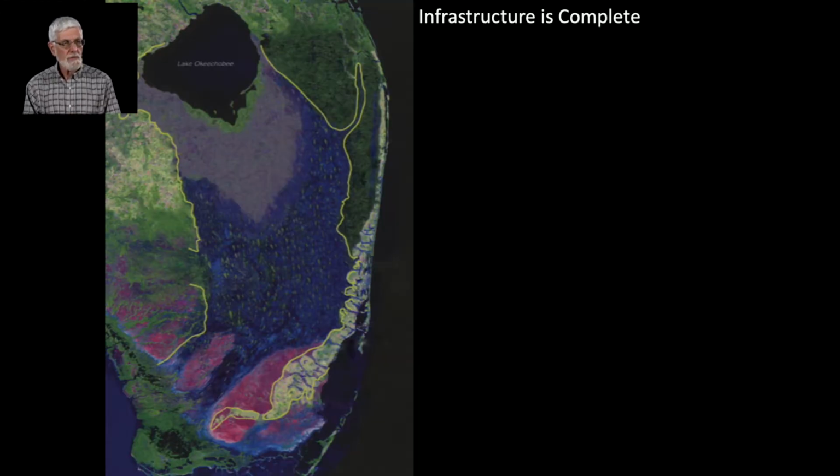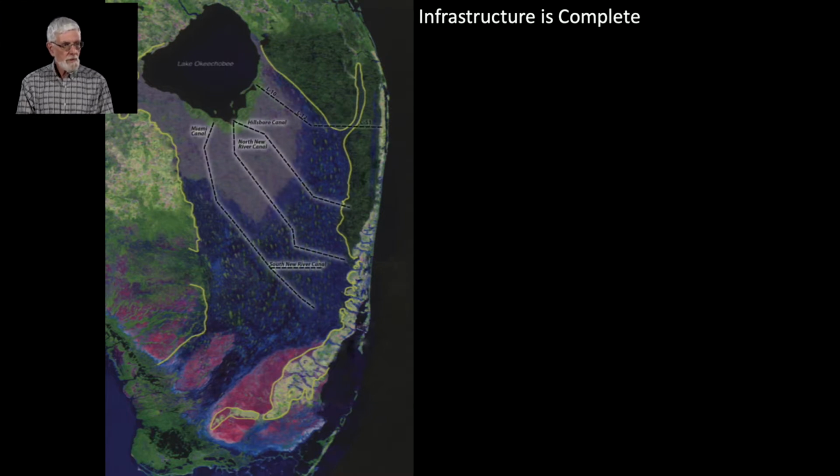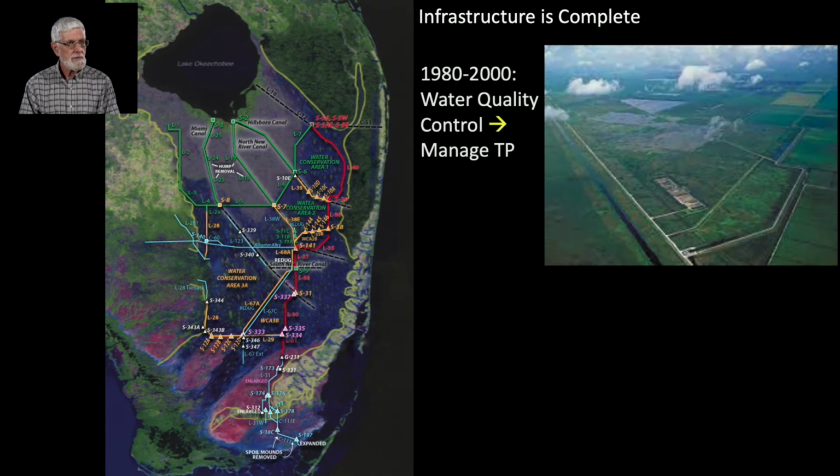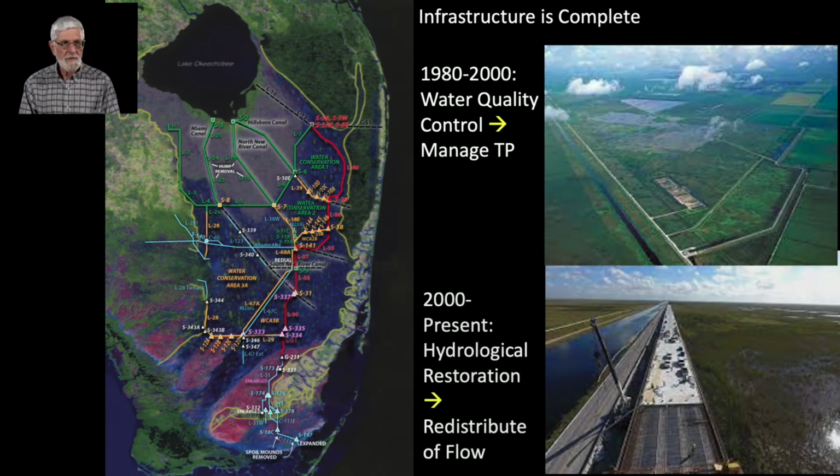So the infrastructure is now complete, and we can show you how it all happens within 5 seconds. It took 100 years to do it, but only 5 seconds to show you on this map overlaying the historic Everglades. And you can just see how complicated it is. And now that the infrastructure is complete, we had to go to these next two phases of trying to mitigate the impacts of this infrastructure.